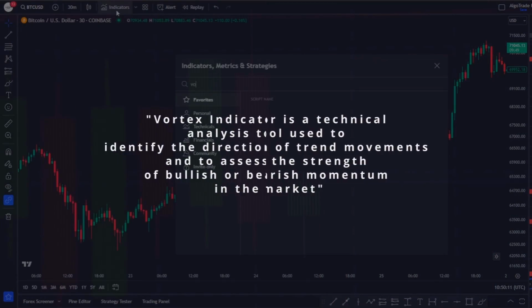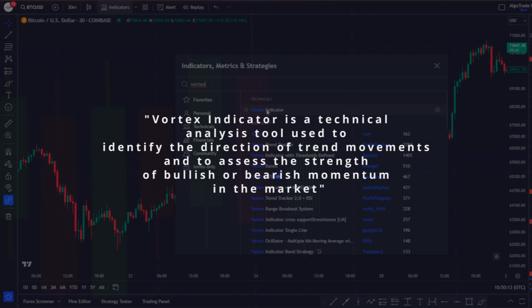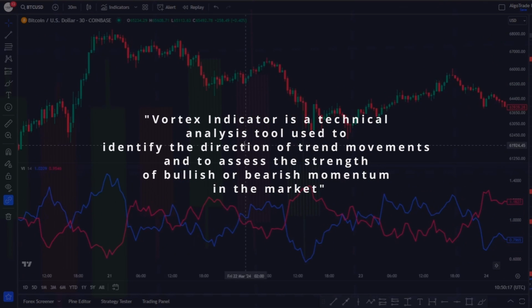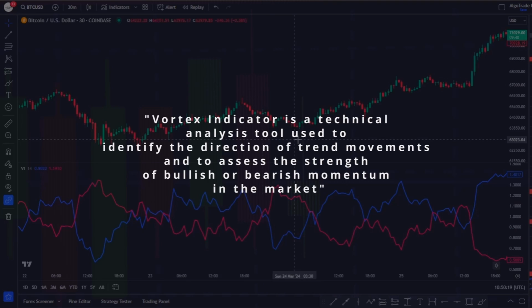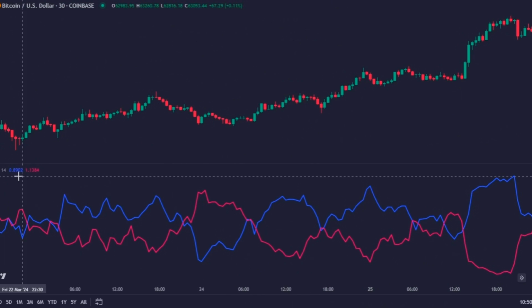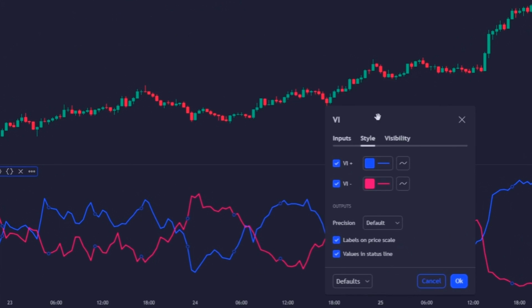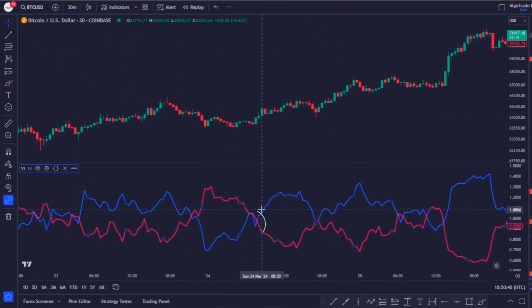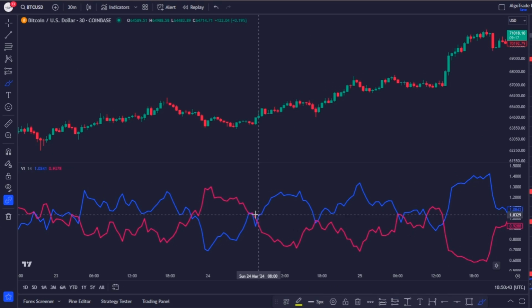The Vortex Indicator is a technical analysis tool used to identify the direction of trend movements and to assess the strength of bullish or bearish momentum in the market. It consists of two lines, the positive Vortex Indicator or plus VI, the blue line, and the negative Vortex Indicator or minus VI, the pink one. The plus VI measures the upward movement strength while the minus VI assesses the downward movement's intensity. The crossing of these lines gives traders entry signals.